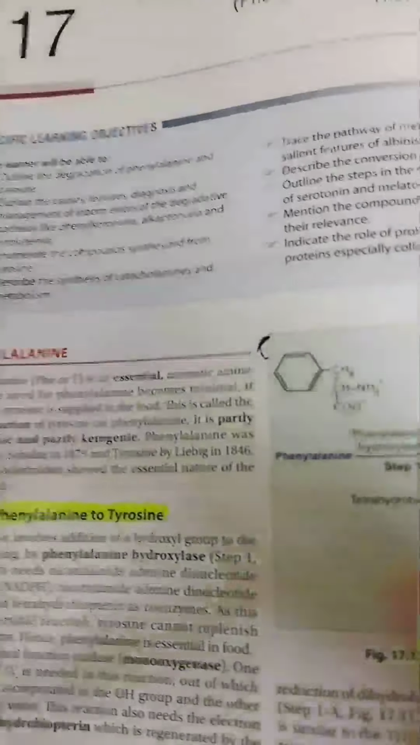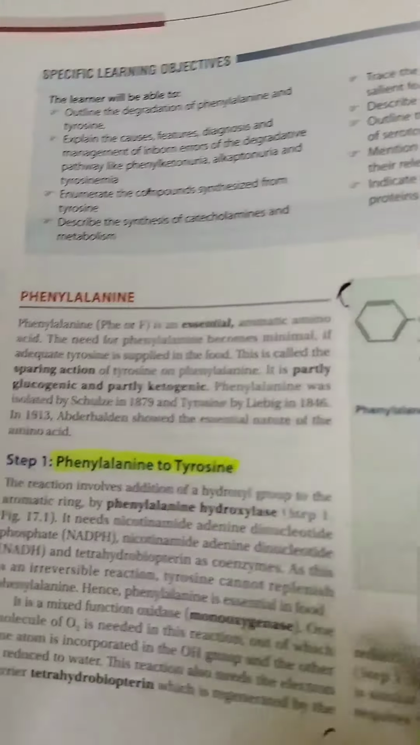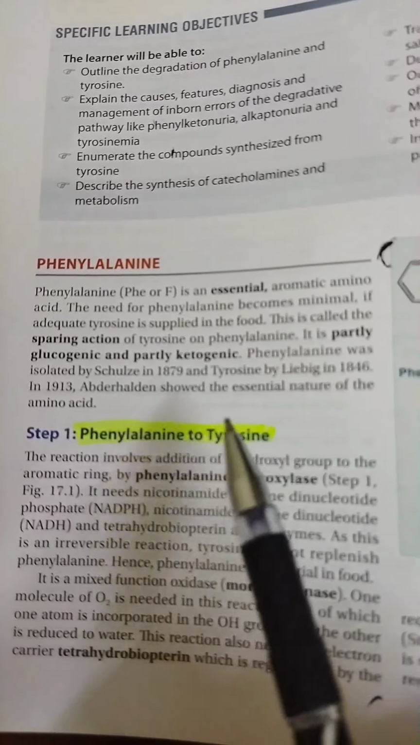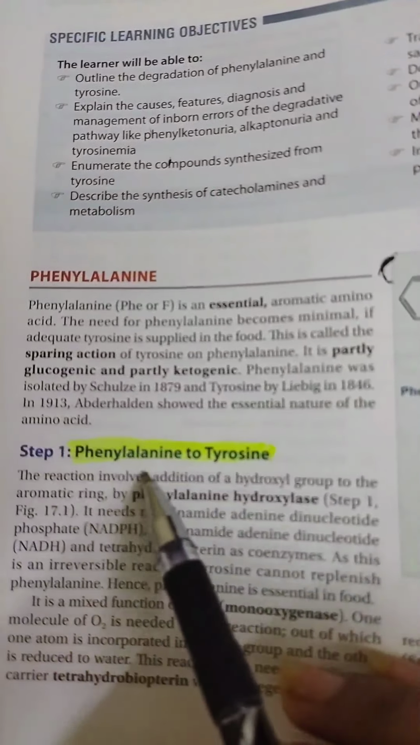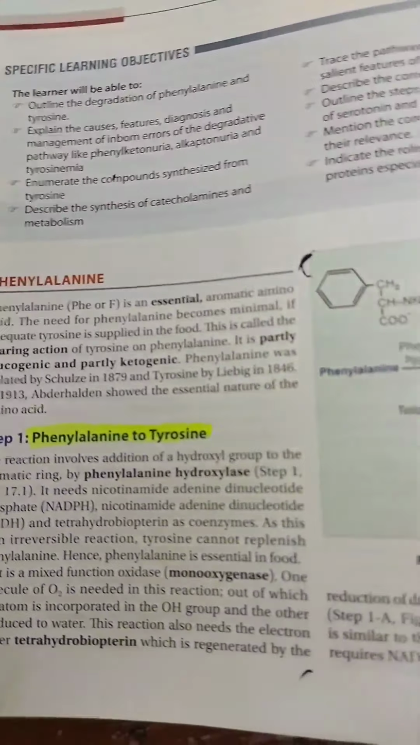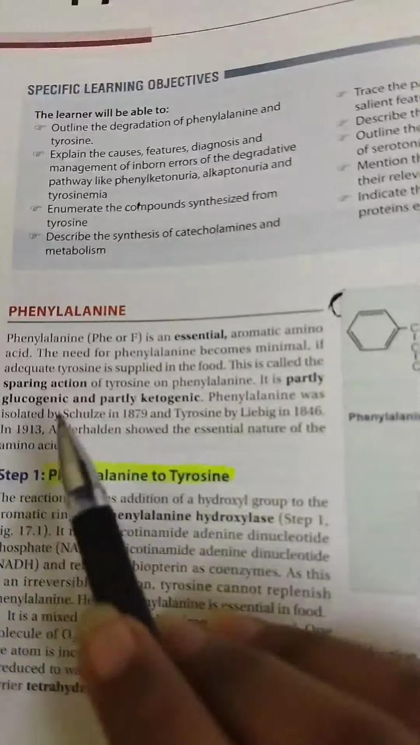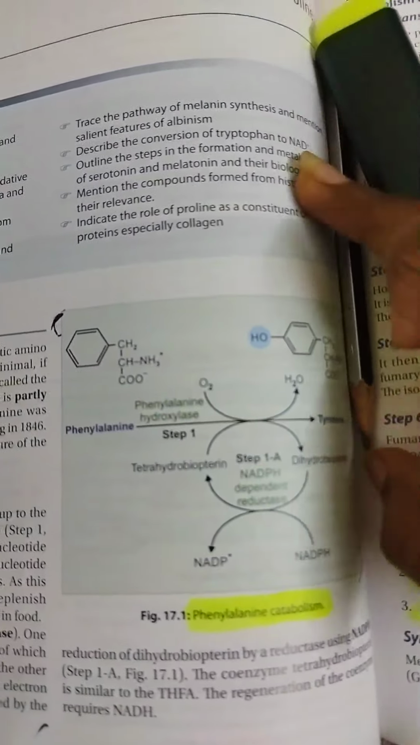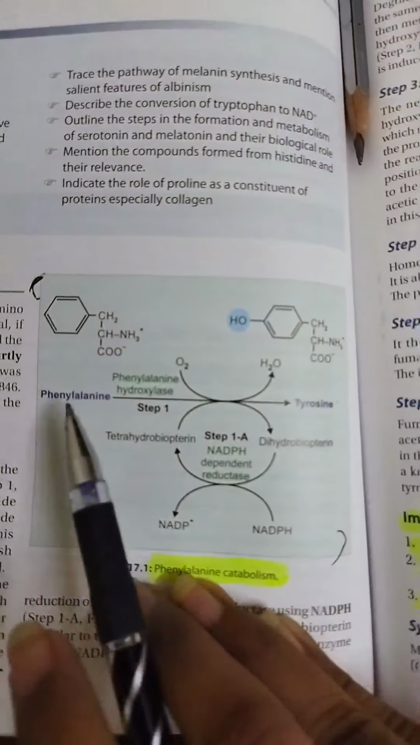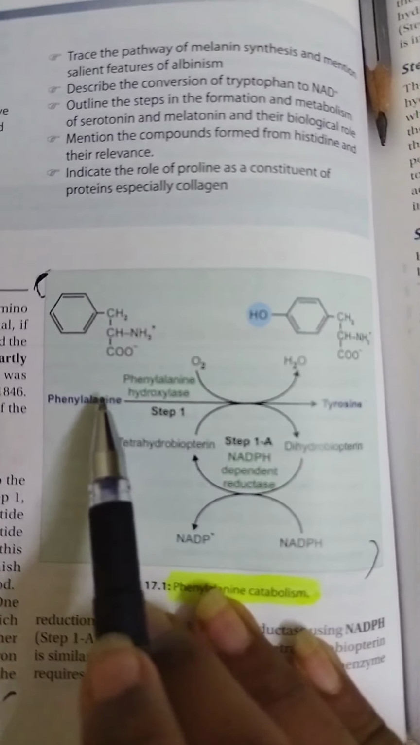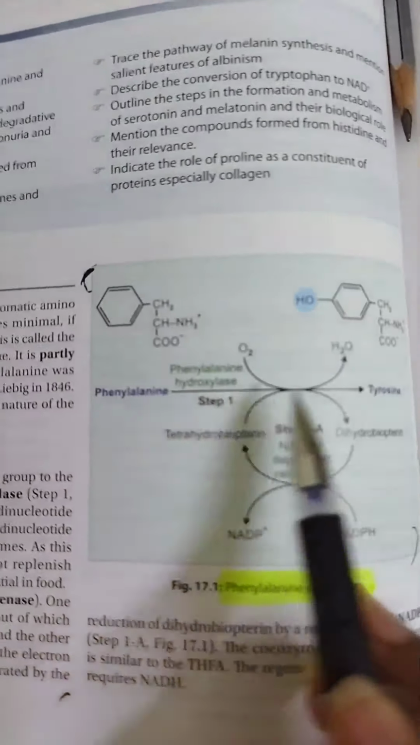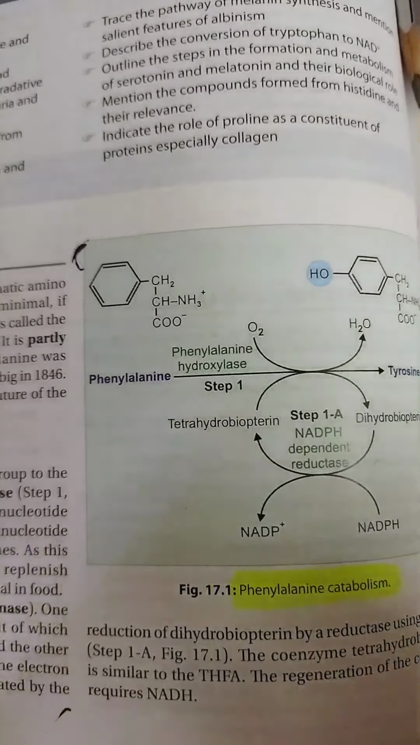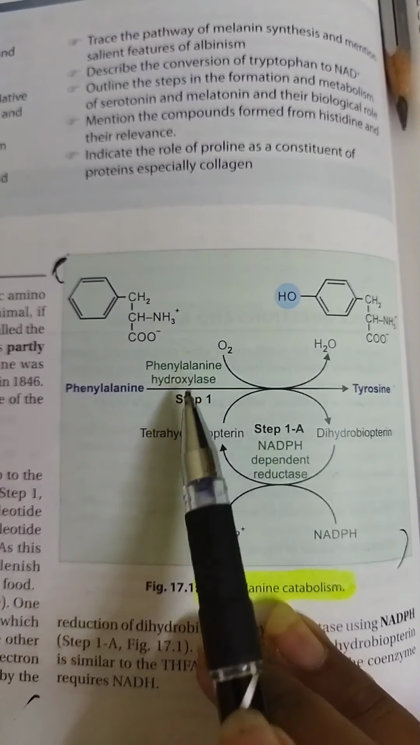First of all, we must know how tyrosine is produced. You can see that tyrosine is produced only from phenylalanine. Phenylalanine is one of the essential amino acids. Essential amino acid means it has to be taken from outside in the form of diet. This phenylalanine is first converted into tyrosine. You can see the reaction here. Here we have phenylalanine, which is converted into tyrosine using an enzyme. What is that enzyme called? It is known as phenylalanine hydroxylase.